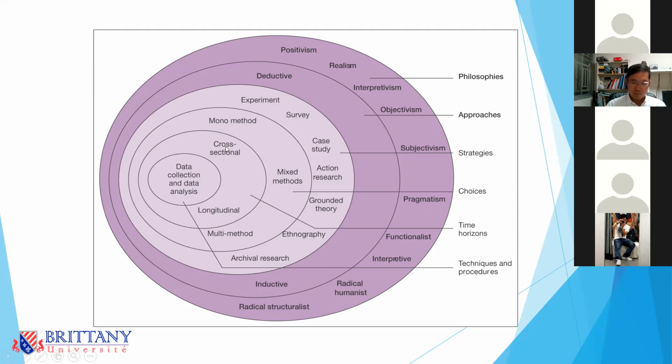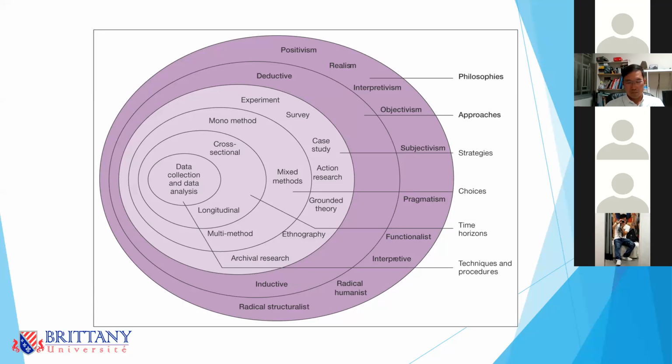The next one is cross-sectional and longitudinal. Cross-sectional, for example, your DBA students, you have 2 years time to complete. So this is specific. You don't have what we call an unlimited time frame. So that is called the cross-sectional or longitudinal, your time horizon. Then comes your data collection and data analysis part.